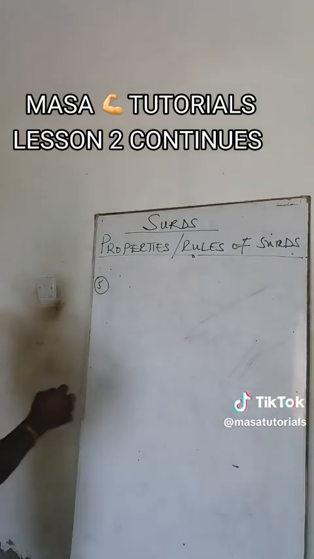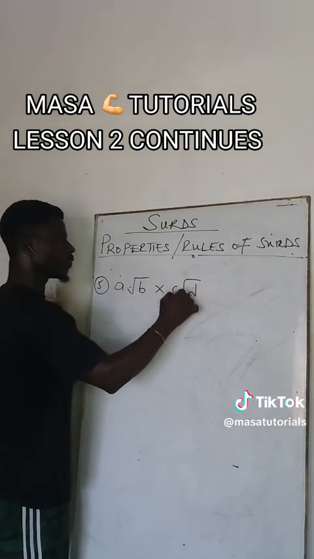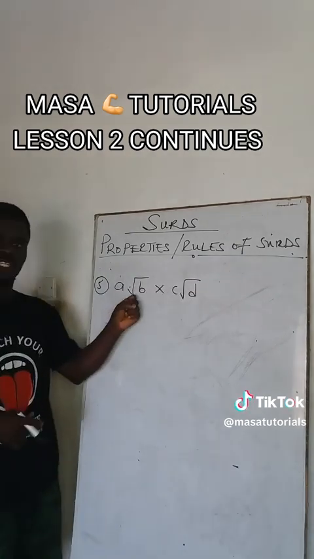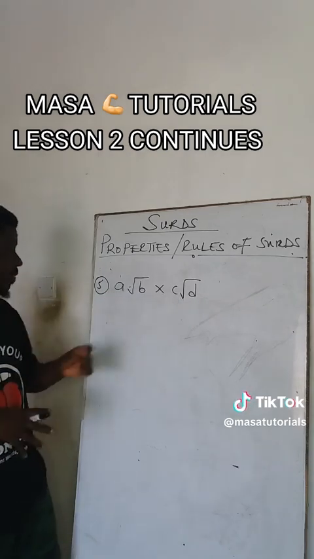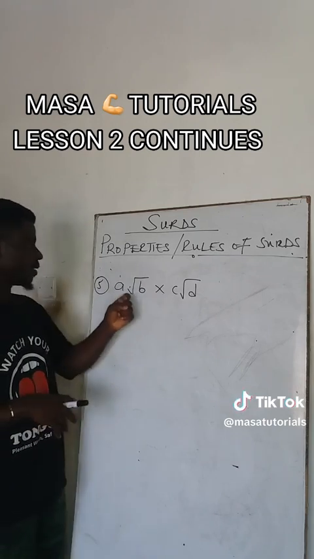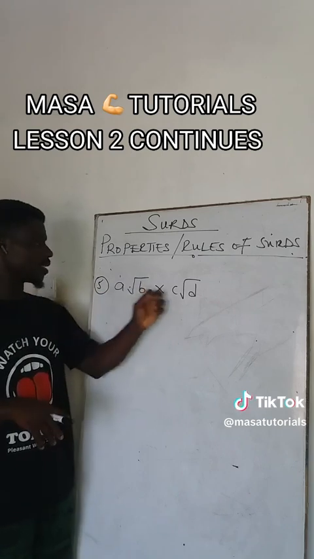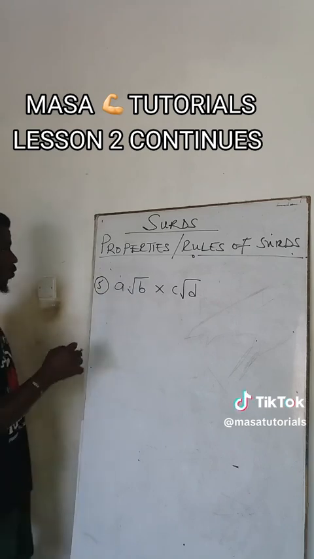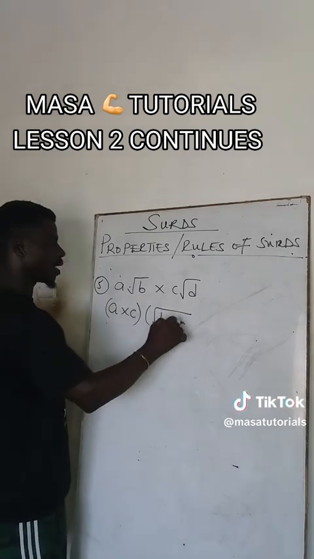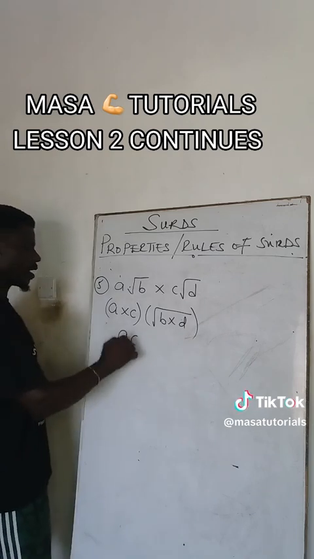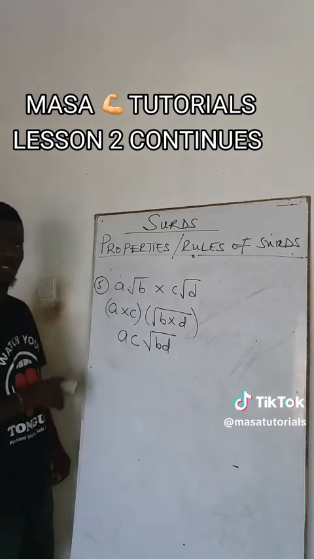Alright, let's see this one. A square root of b times c square root of d. The coefficient of square root of b is a, and the coefficient of square root of d is c. Don't forget the same thing: a will multiply c, then b will multiply with d. Why? Because b and d are in the square root, while a and c are not inside the square root. So we have a times c, then here we get b times d. Here we have ac, then square root of bd. So this is what we have.